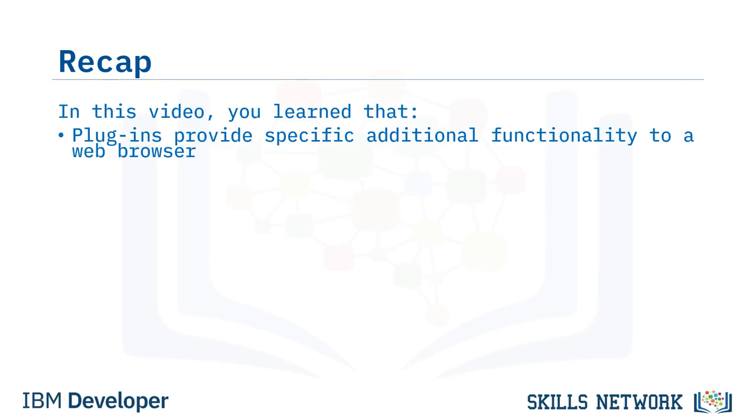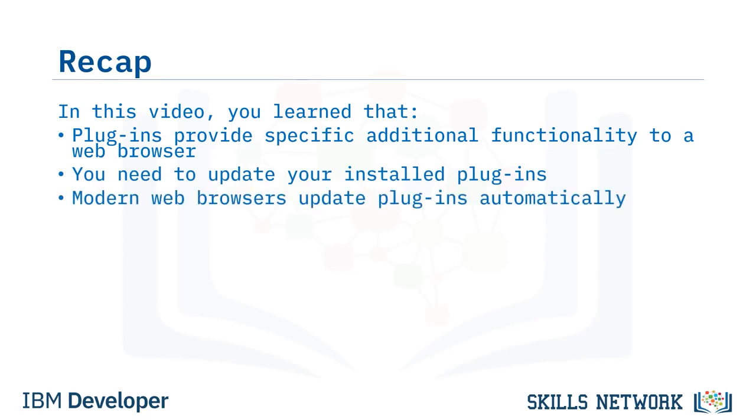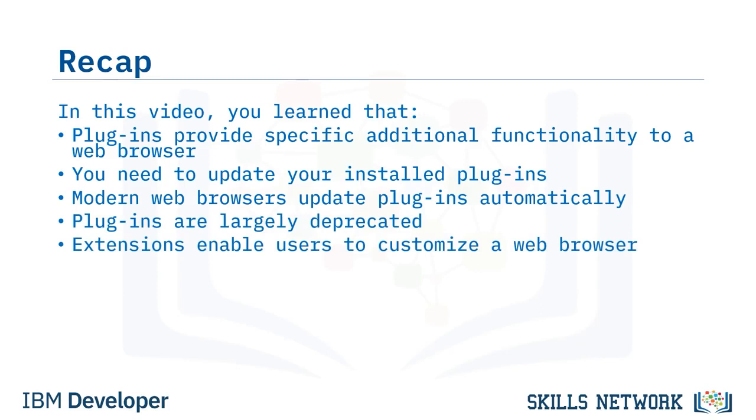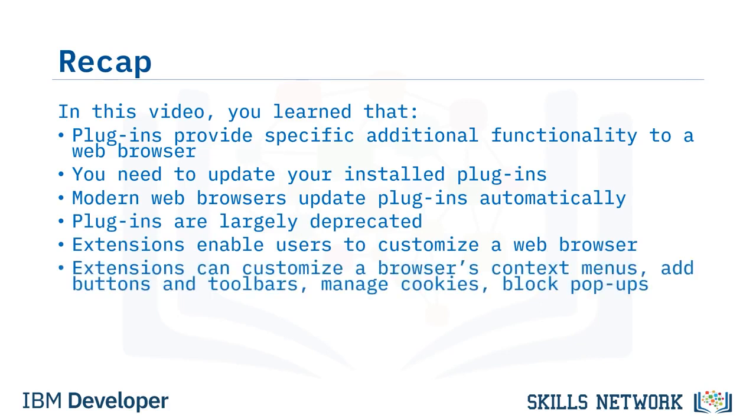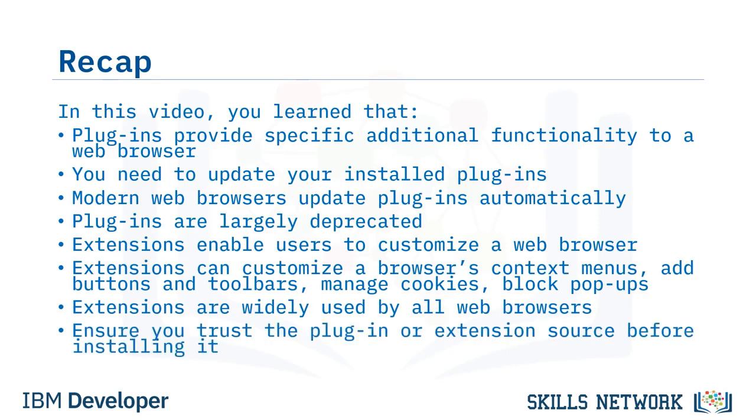In this video, you learned that a browser plugin is a small piece of software that provides some specific bit of additional functionality to a web browser. You need to update your installed plugins. Most modern web browsers update plugins automatically. Plugins are largely deprecated by the major web browsers. Extensions enable users to customize a web browser. Extensions can customize a browser's context menus, add buttons and toolbars, manage cookies, and block pop-ups. Extensions are widely used by all web browsers. And you should ensure you trust the plugin or extension source before installing it.